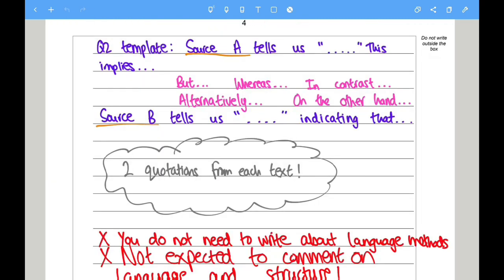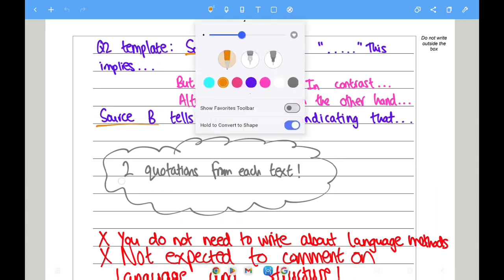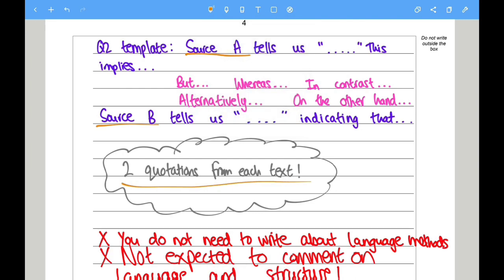Here we have a question 2 template. So you may begin with something like, source A tells us, ... This implies, and then you explain what this shows or what this suggests. And then you may want to counter or show the opposing side by using but, alternatively, whereas, in contrast, and make this comparison with source B. Source B tells us ... indicating that ... So you tell us what the difference is between the two sources. And preferably, as I've written here, you should try to look for at least, I would say maybe at least two quotations from each text. So 2 for source A and 2 for source B.